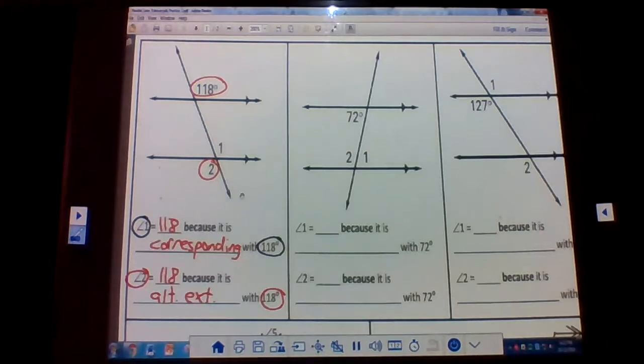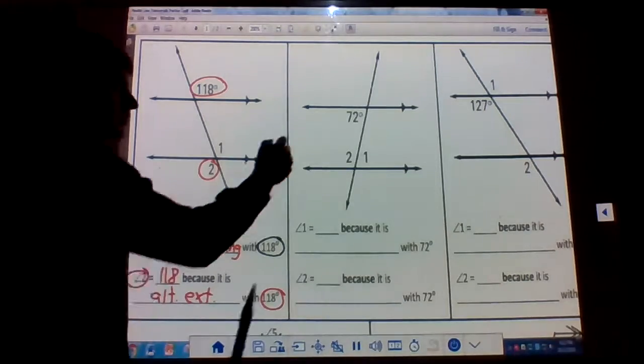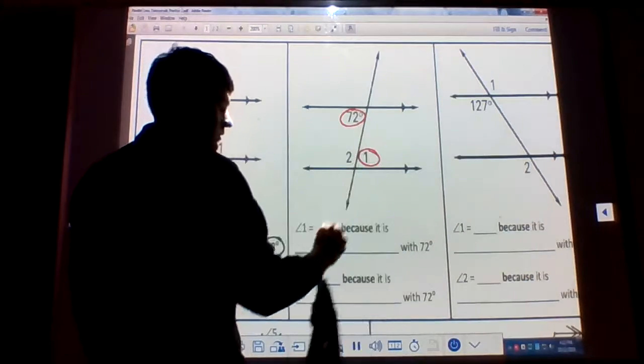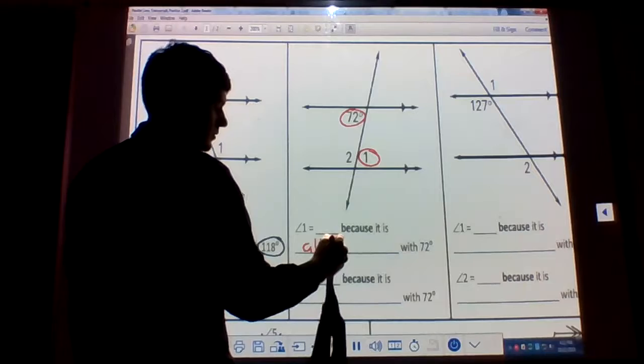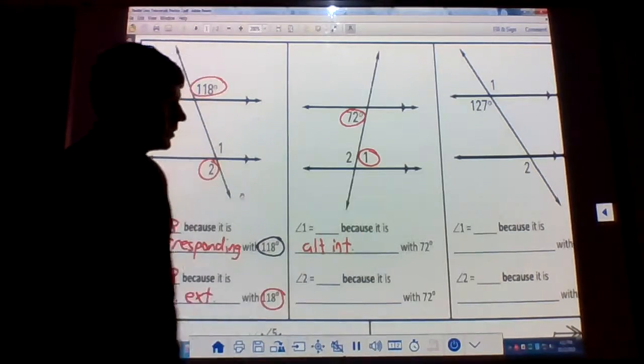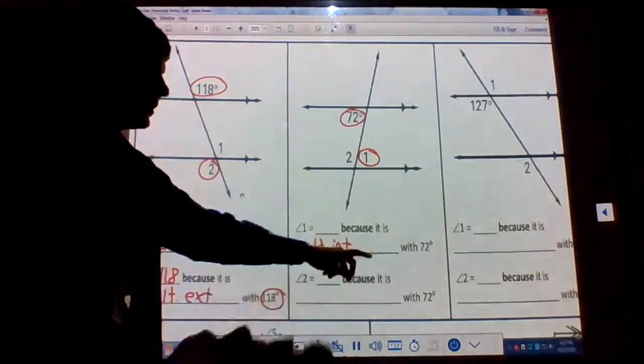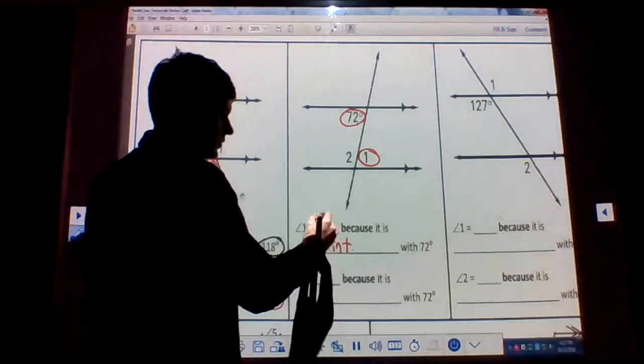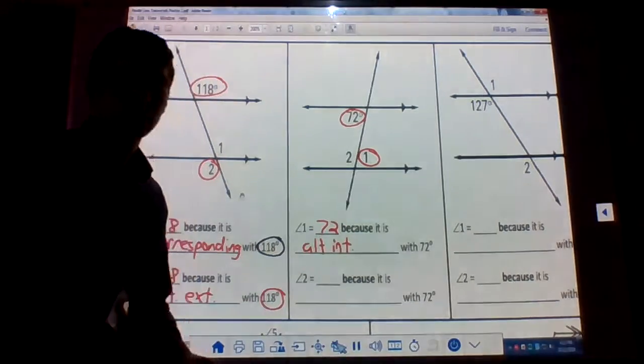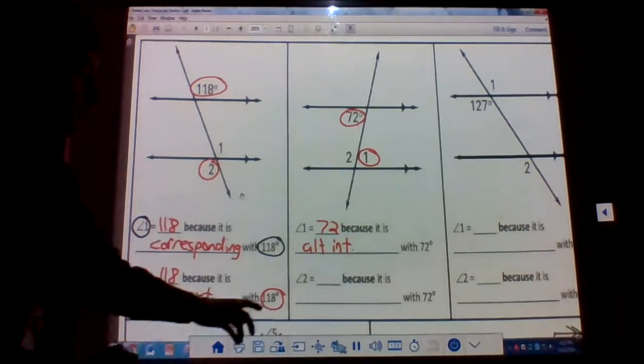The next one here, angle 1 and 72 degrees. These are alternate interior angles. The alternate interior angle theorem tells us if the lines are parallel, which they are, then the alternate interior angles are congruent. So that means this one will also be 72. The measures are equal.